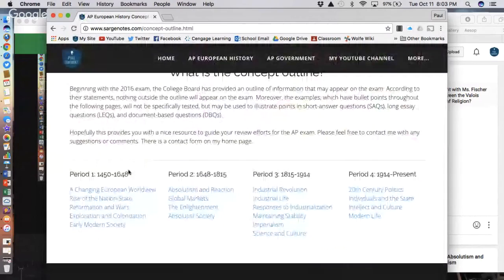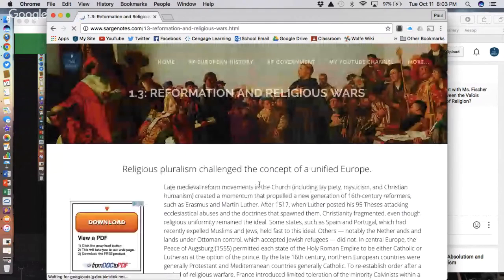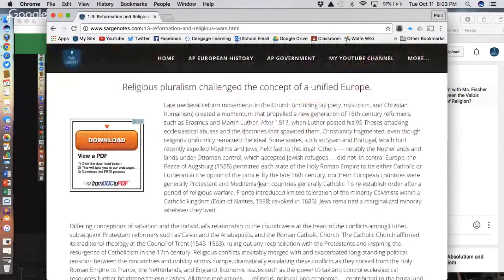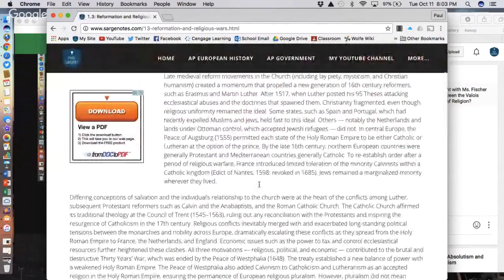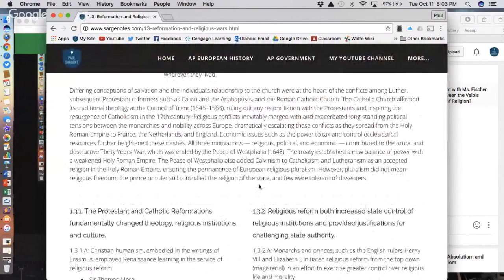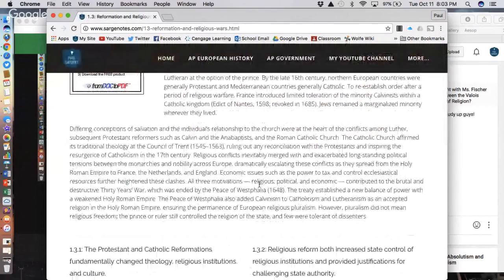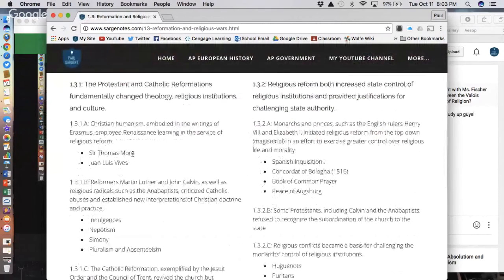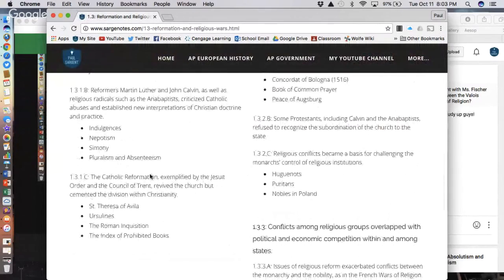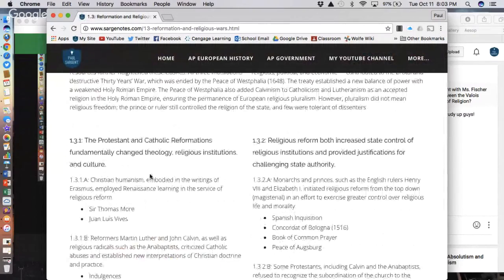So if you're looking for period 1, you can look at these 5 pages right here and see this is all of the information that's going to be tested. And for each one, if we just choose Reformation, for example, you'll see, and this is all straight from the College Board, I didn't write this, there's a narrative about what you're supposed to understand. And then there are different pieces that you're supposed to understand as you go along.